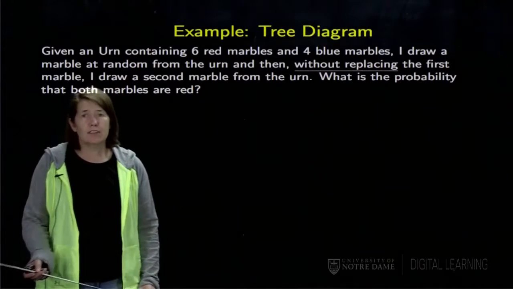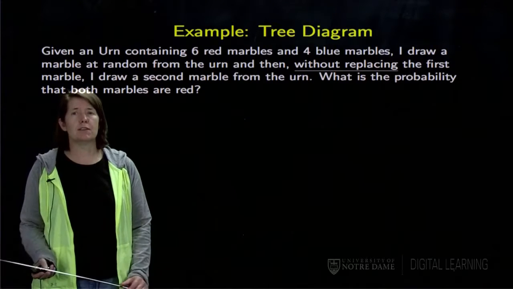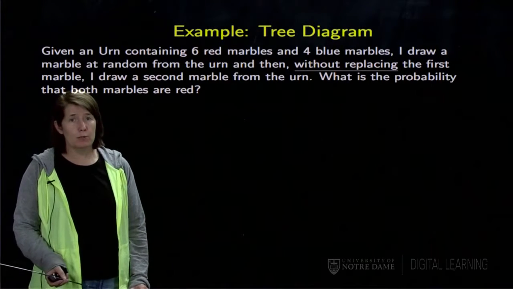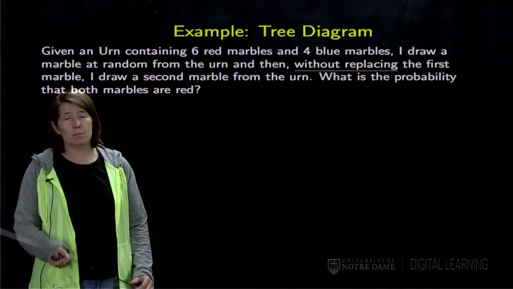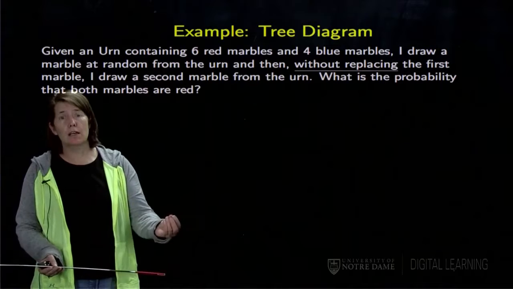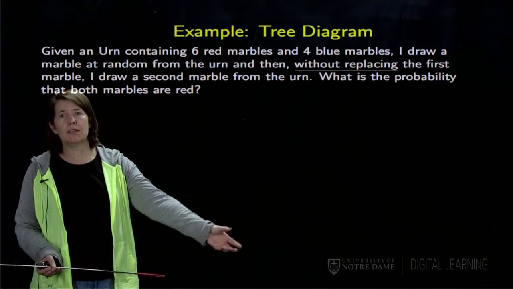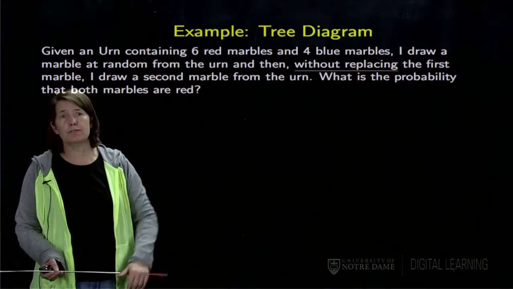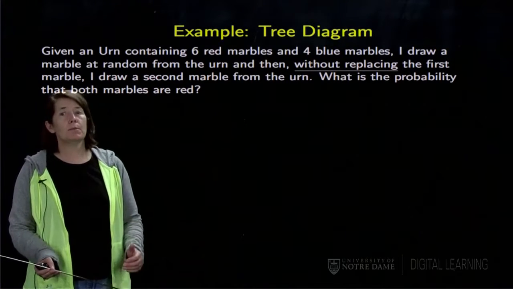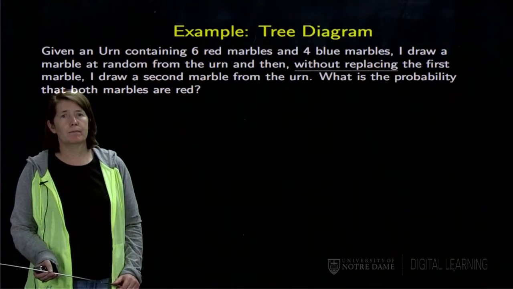Okay, let's look at a simple example. Suppose we have an experiment. We have an urn containing 6 red and 4 blue marbles. And I perform a two-step experiment. I first draw a marble from the urn, and I leave it one side, and then without replacing it, I draw a second marble from the urn. And let's think about the problem. What's the probability that both marbles are red?